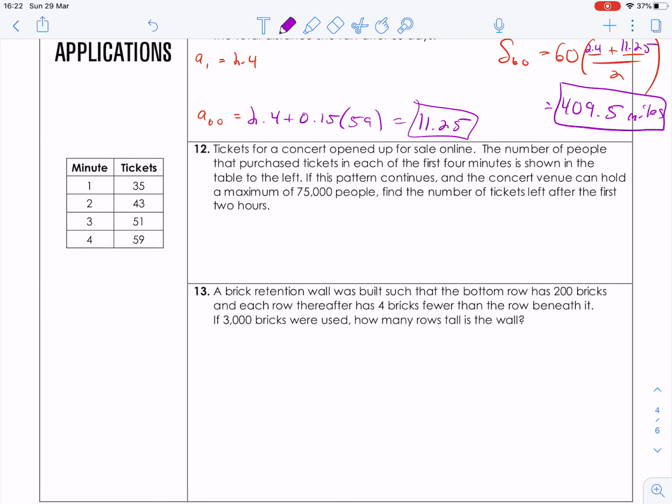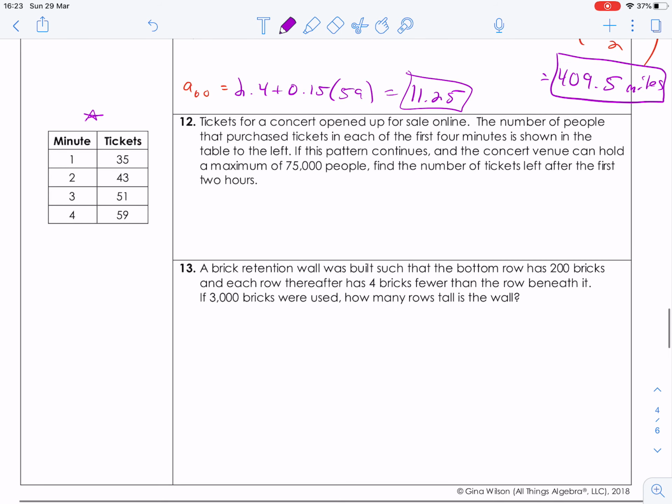Tickets for a concert open up for sale online. The number of people that purchase tickets in each of the 4 minutes is shown in the table to the left here. If this pattern continues and the concert venue can hold a maximum of 75,000 people, find the number of tickets left after the first 2 hours.